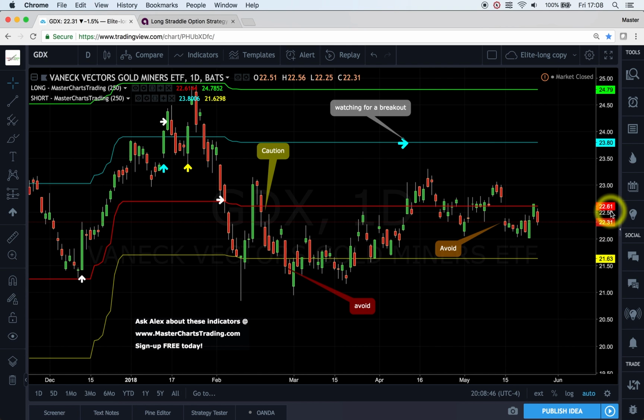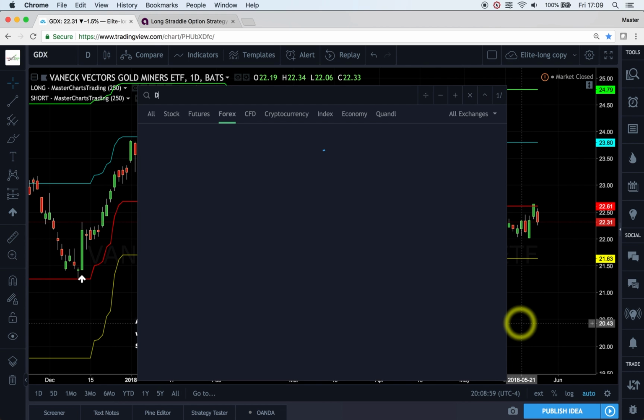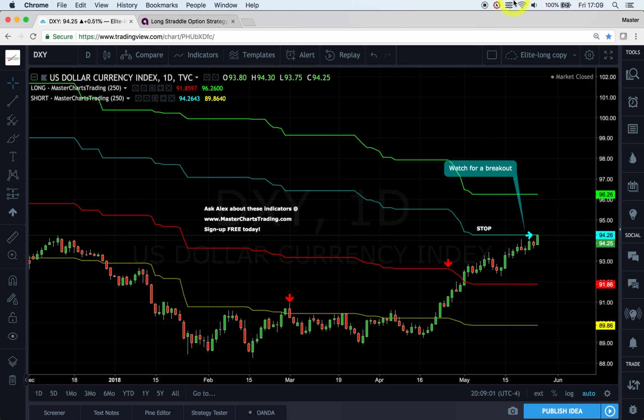A good potential opportunity would be to buy put options at 22.50 or 23 bucks for the move lower. So overall, all eyes are on the dollar index. Whichever way it goes, gold goes the opposite.